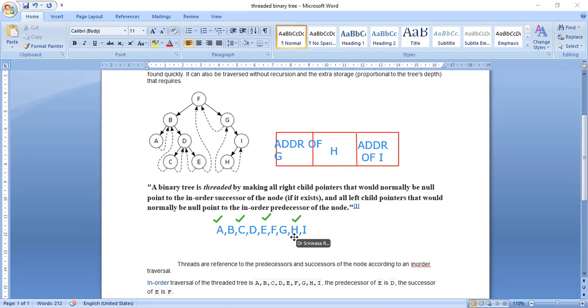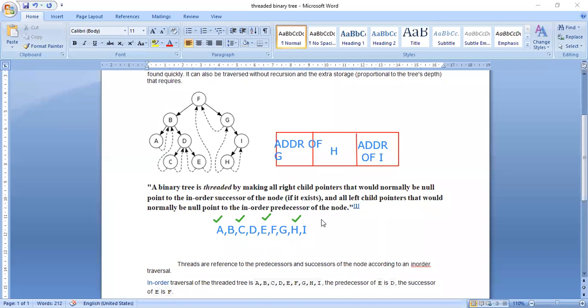So who is the predecessor of H? G is the predecessor, so I have kept the address of node G on the left side. Who is the successor of H? I is the successor of H. So where have I written it? In the right address part I have written it. That's it.